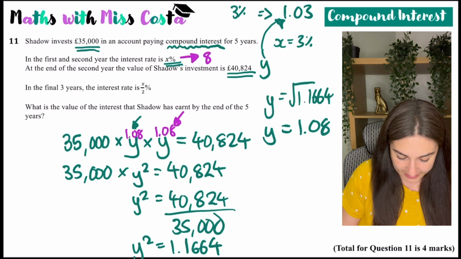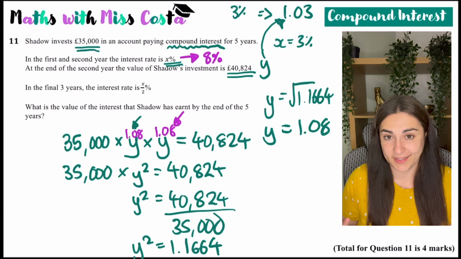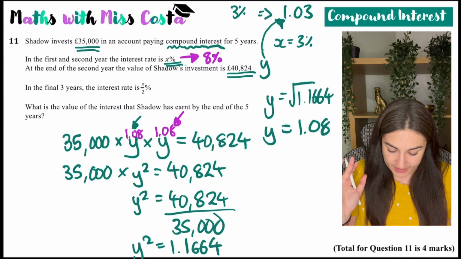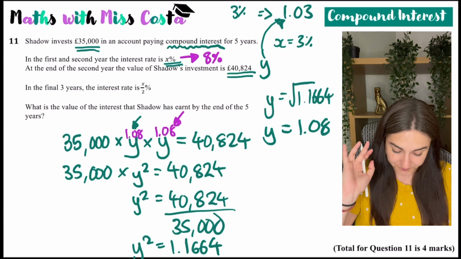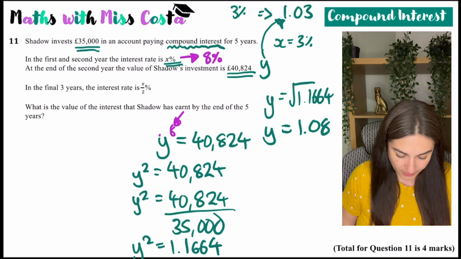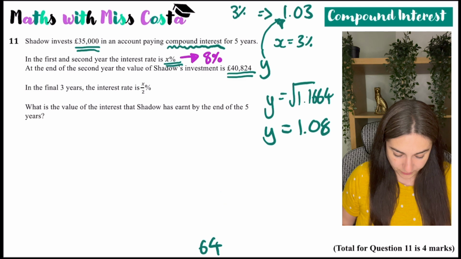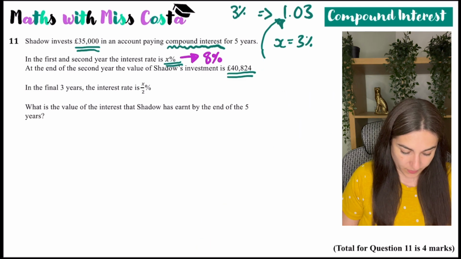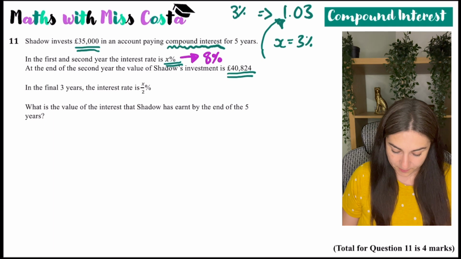So I know that my multiplier is 1.08, which must mean that the interest rate, X, is 8%. That's why I didn't want to get confused between the multiplier and the interest rate, and why I called it Y. So I know that the interest rate for the first 2 years was 8%. It then says in the final 3 years, the interest rate is X over 2%. What is the value of the interest that he has earned by the end of the 5 years?